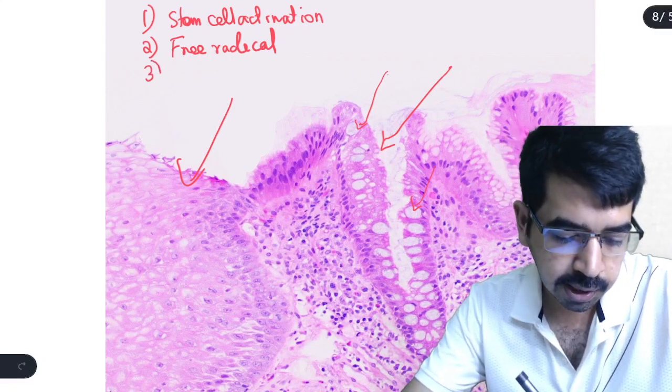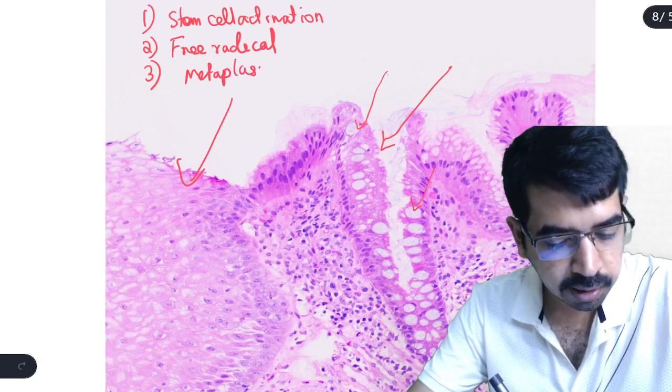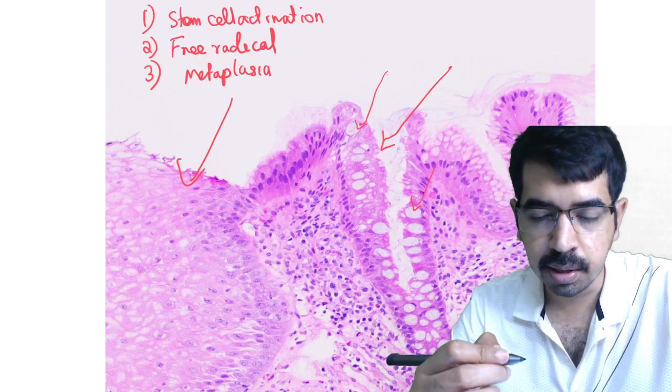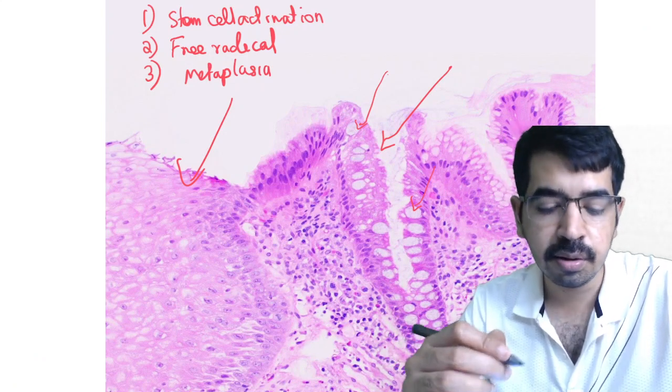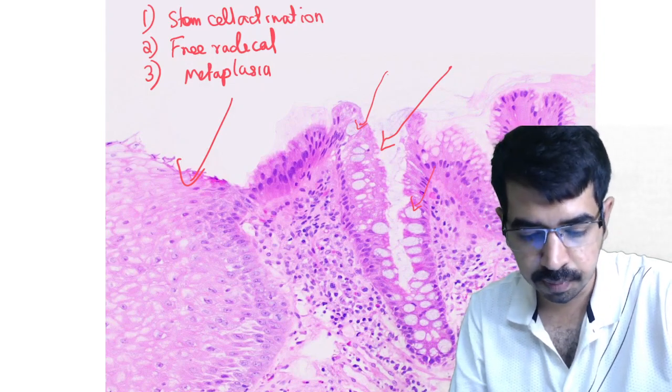Then the third one is metaplasia: change from one adult epithelial type to another adult epithelium, which is better able to handle stress, but at the same time it causes defective cells to survive, so there is more chance of cancer development.